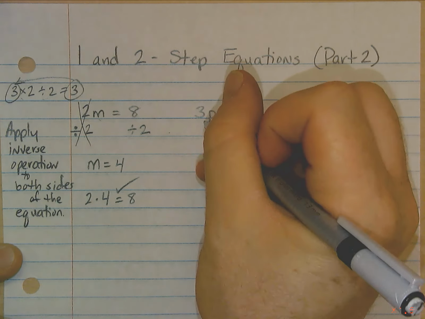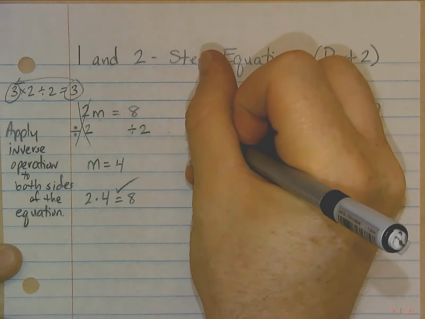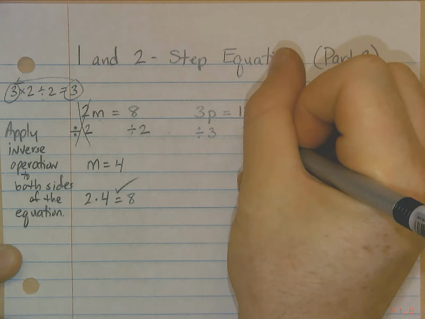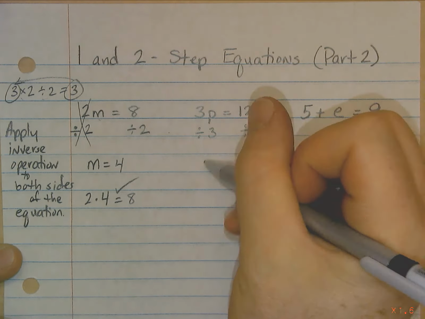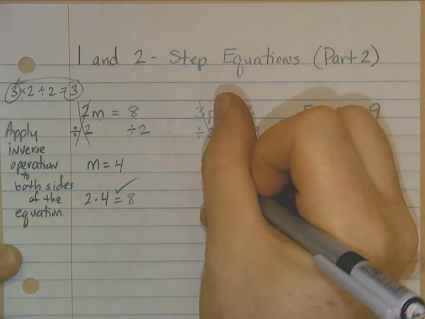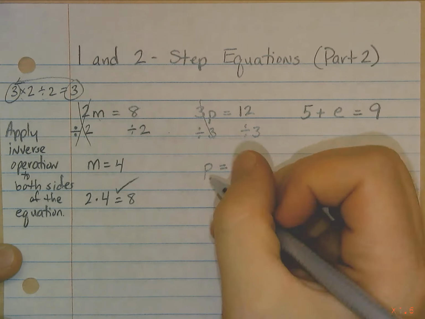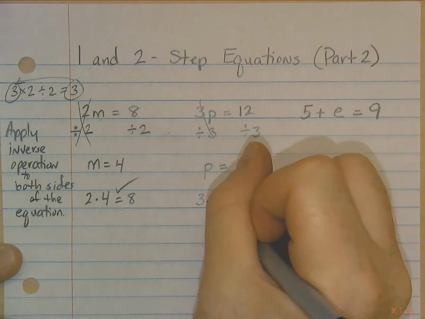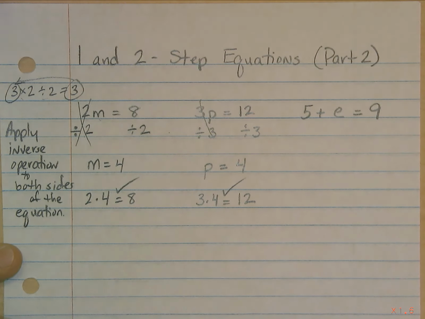Alright, same thing here. The opposite of multiplying by 3 is dividing by 3. So we're going to divide both sides by 3. Whatever I do to one side, I do to the other side. This cancels out, leaving p. P equals, in this situation, 4 as well. So 3 times 4 equals 12, and that checks out. You're going to notice I used the same value for each variable here. I guess I couldn't get too creative, apparently.